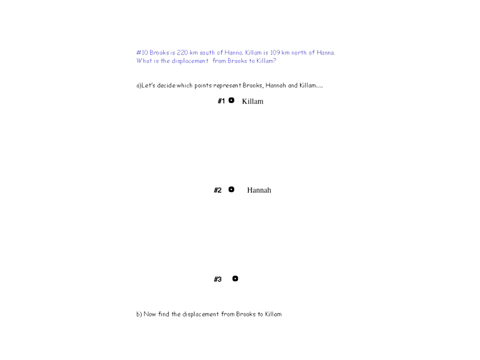Okay, so now let's take the problem and break it down. Sorry, on my screen I just need to get all these to fit at the same time. Okay, so it says Brooks is 220 kilometers south of Hannah. So what we need to do is draw an arrow that shows us that. So since Brooks is 220 kilometers south, we draw an arrow, and we are going to label that arrow with 220.